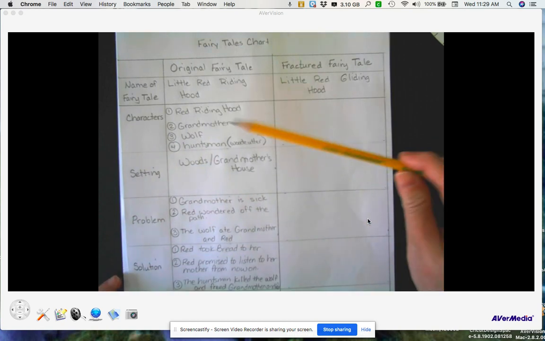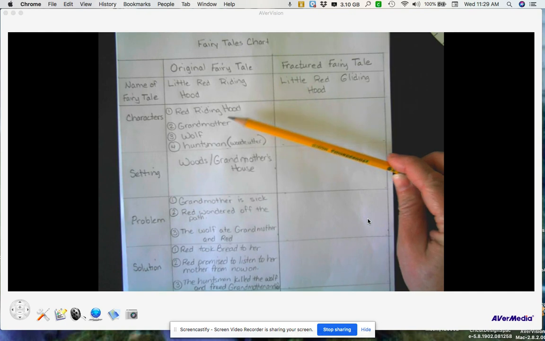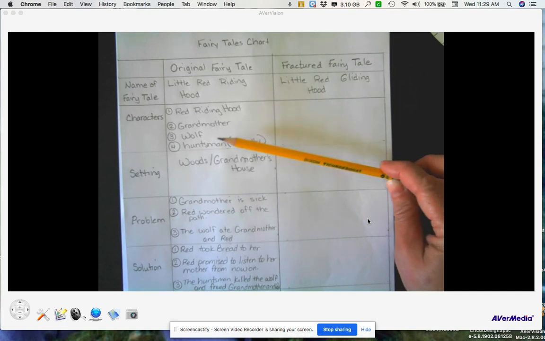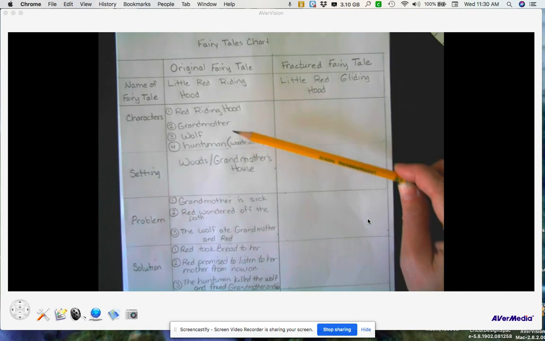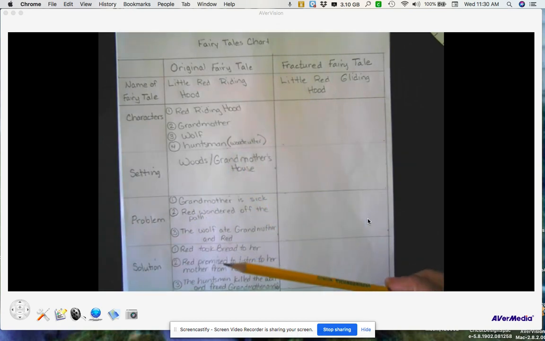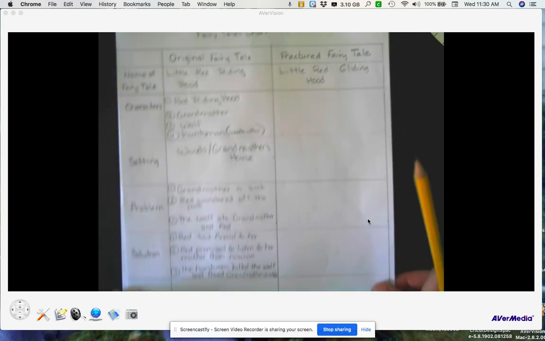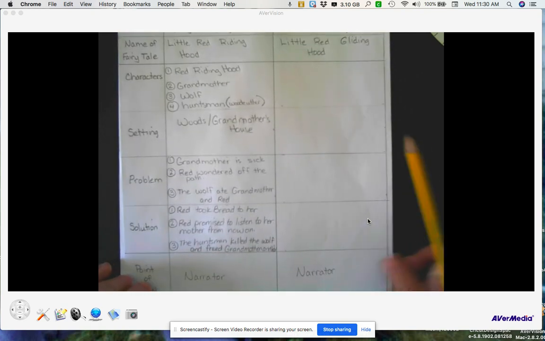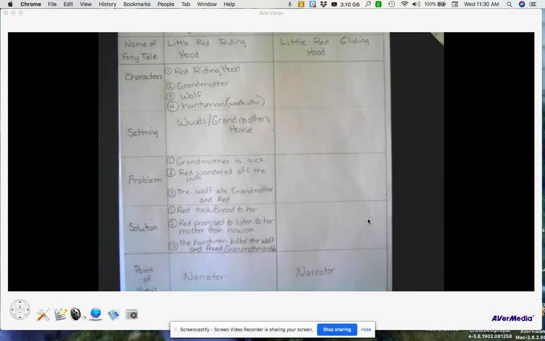The main characters I wrote down were Red Riding Hood, grandmother, the wolf, and the huntsman. In some versions, he's also known as the woodcutter. Okay. The setting, I put woods and grandmother's house because half of it happens in the woods and the other half happens at her house. Now, I know that the story starts off at Little Red Riding Hood's home, but because they're not there for much of the story, that's not really part of the setting we have to write down.